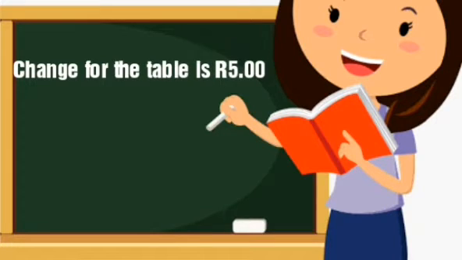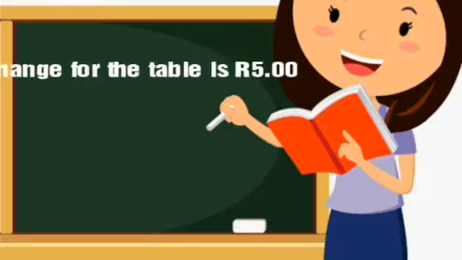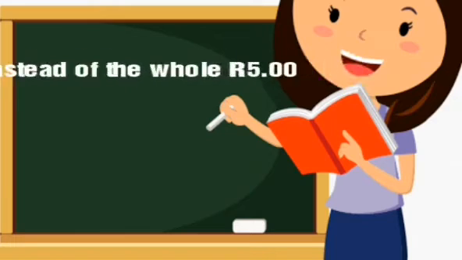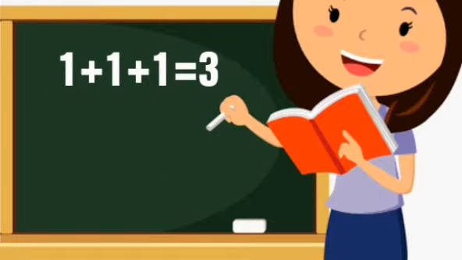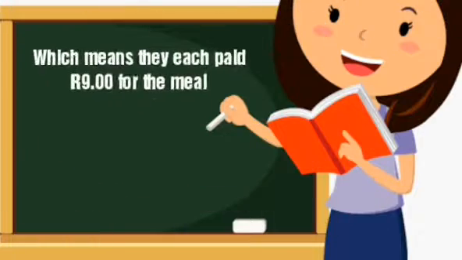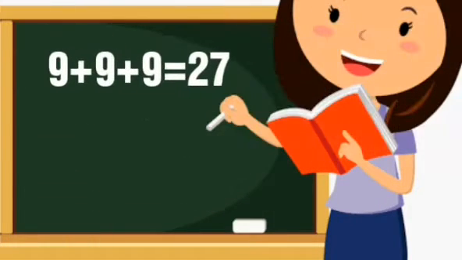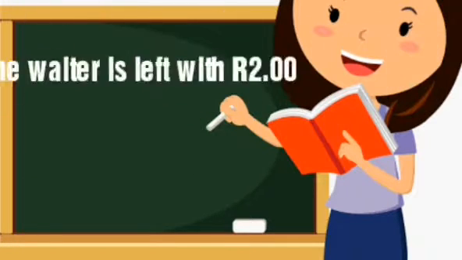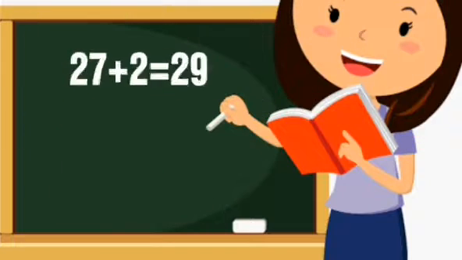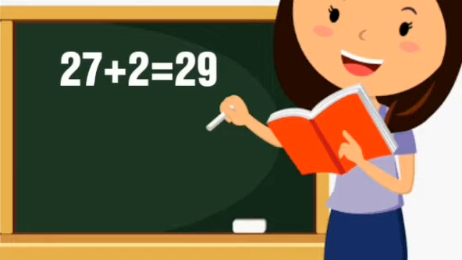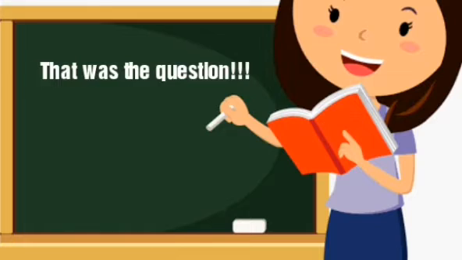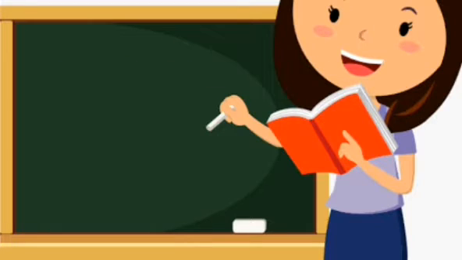5 rands. However, the waiter gives them each 1 rand instead of the whole 5 rands. 1 plus 1 plus 1 equals 3 rands, which will mean that they've each paid 9 rands for the meal. 9 plus 9 plus 9 equals what? 27. The waiter is left with 2 rands. 27 plus 2 equals 29 rands. Where did the other 1 rand go? That was the question.